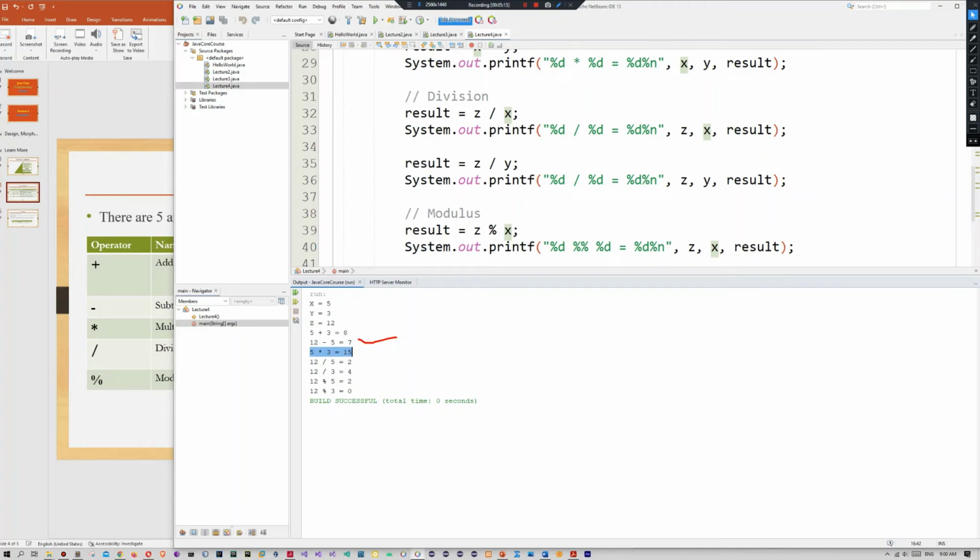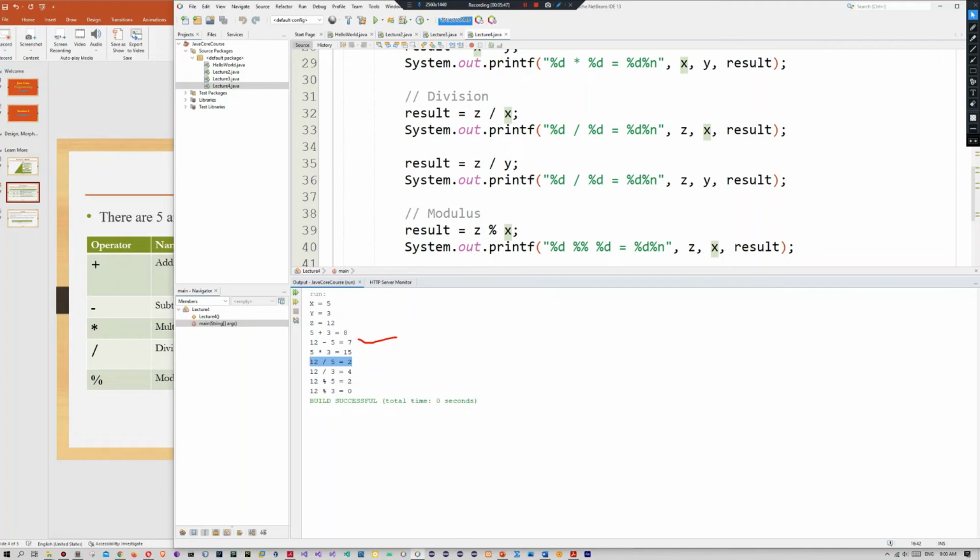So z is 12 and x is equal to 5, and it is divided. So we have a quotient of 2 and a remainder of 2, that is discarded. So we will get only 2, that is the quotient. This is how integer division is carried out. The fractional part is discarded when both the operands are numeric values of integers or long numbers.